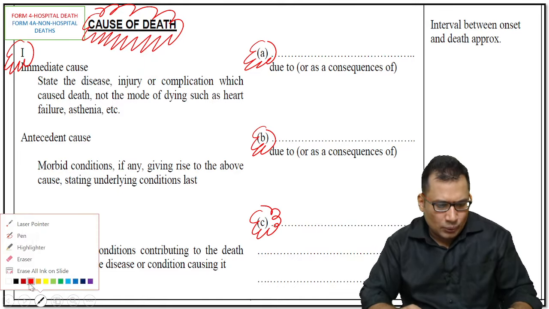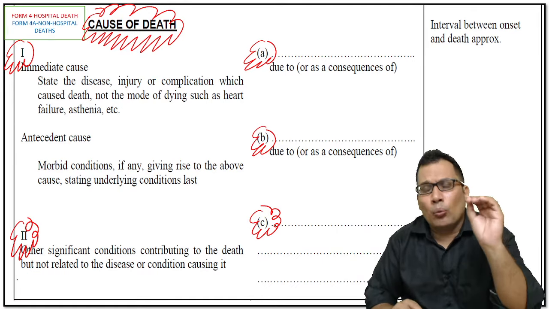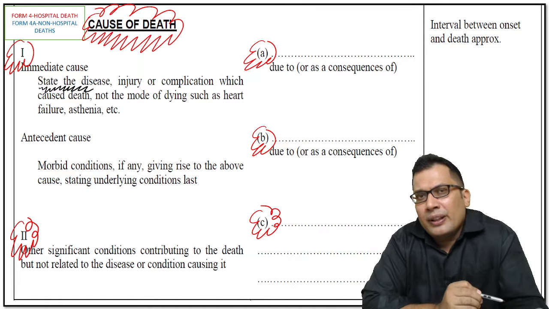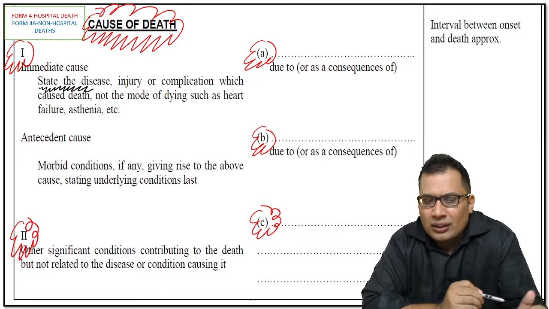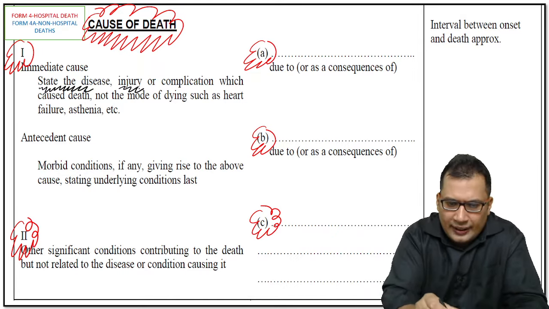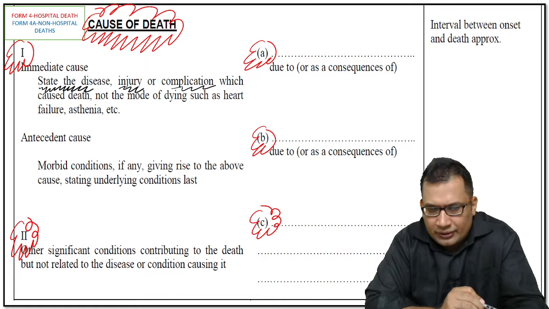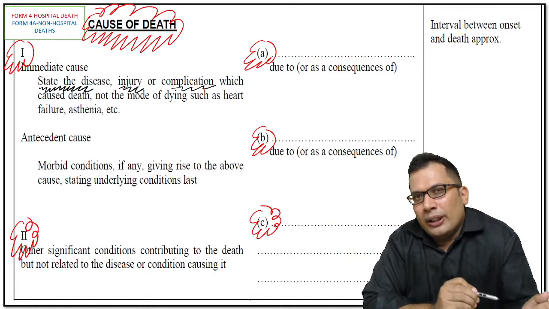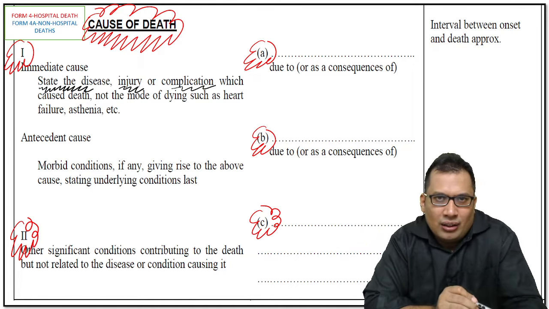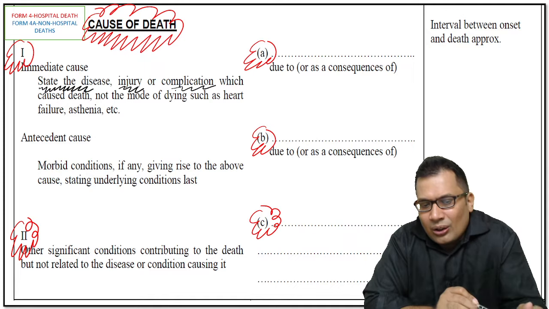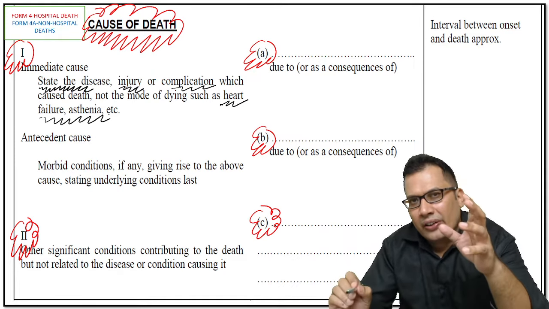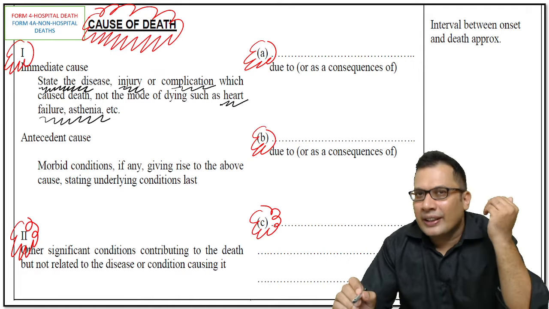What is 1A? Remember 1A, it is the immediate cause. Immediate cause should be mentioned in 1A. What is that? That can be the state of the disease, or it can be injury, or it can be complication which caused the death, not the mode of dying. Many of the students mention cardiorespiratory failure in cause of death 1A. It's clearly given in the death certificate. It is not the mode of dying, like heart failure or asthenia. So 1A in general is the immediate cause leading to the death of the person.